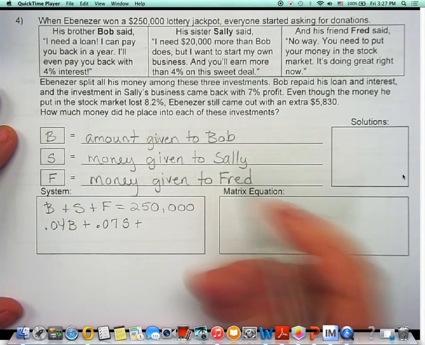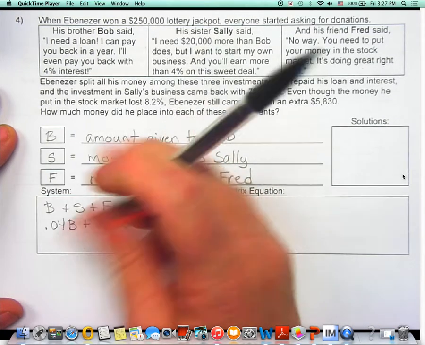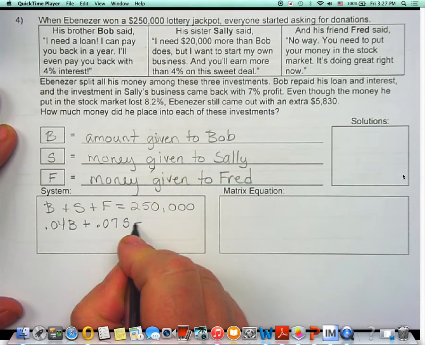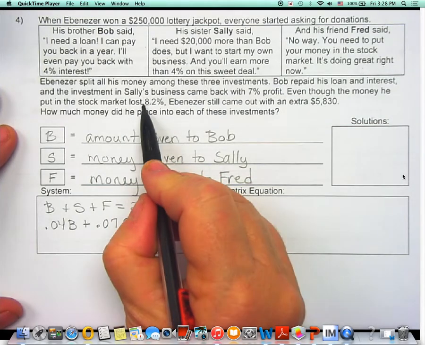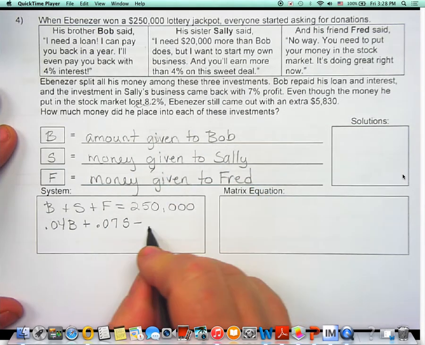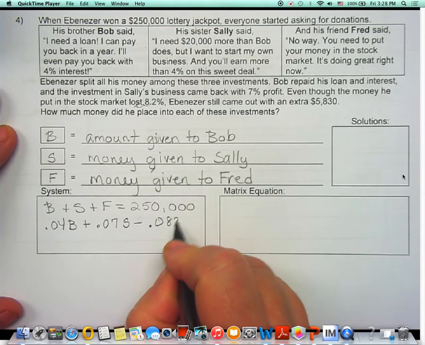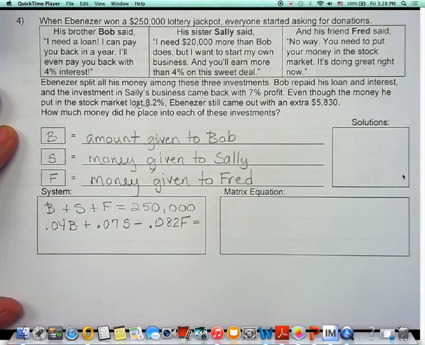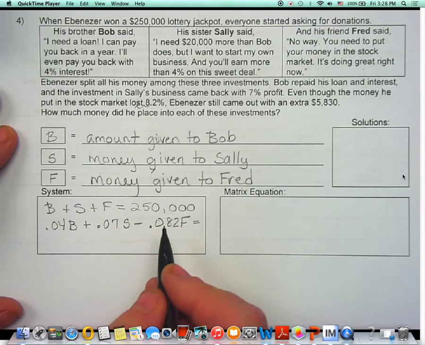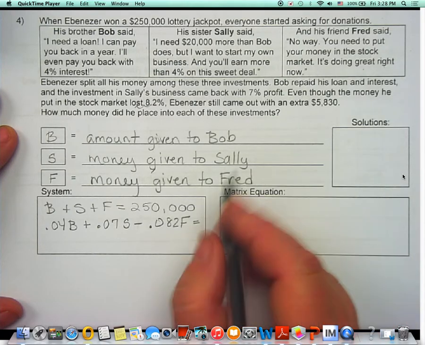Would it be minus? Yeah, because he lost it. Minus 8.2. Okay, change it to 0.082. You still have to change that one too. 0.082 F equals. I'm going to run out of room. That's all the extra amount that he got, so that equals.